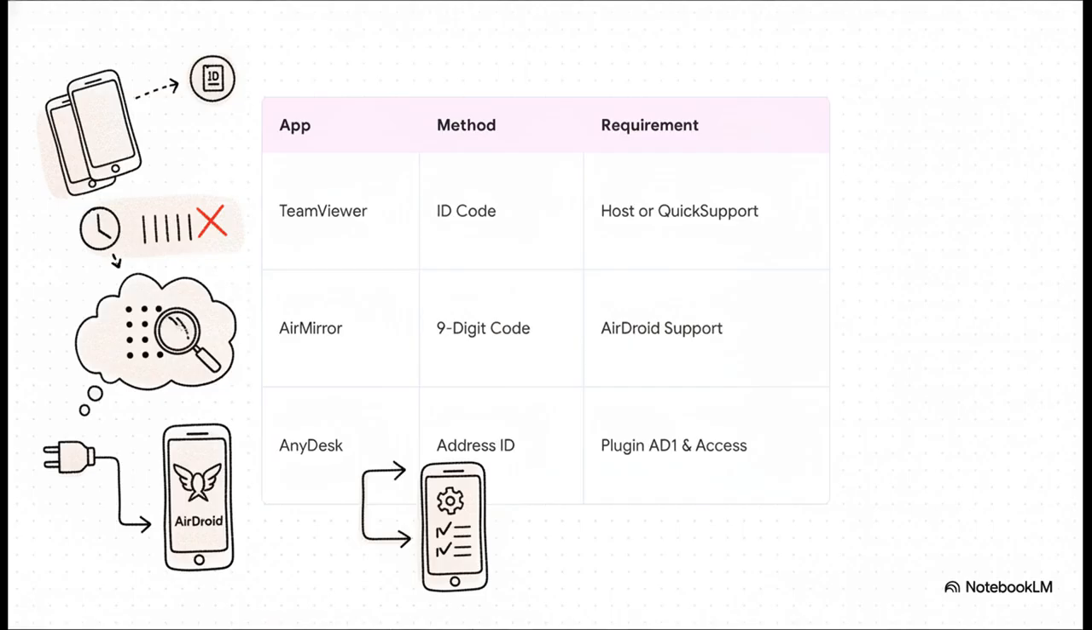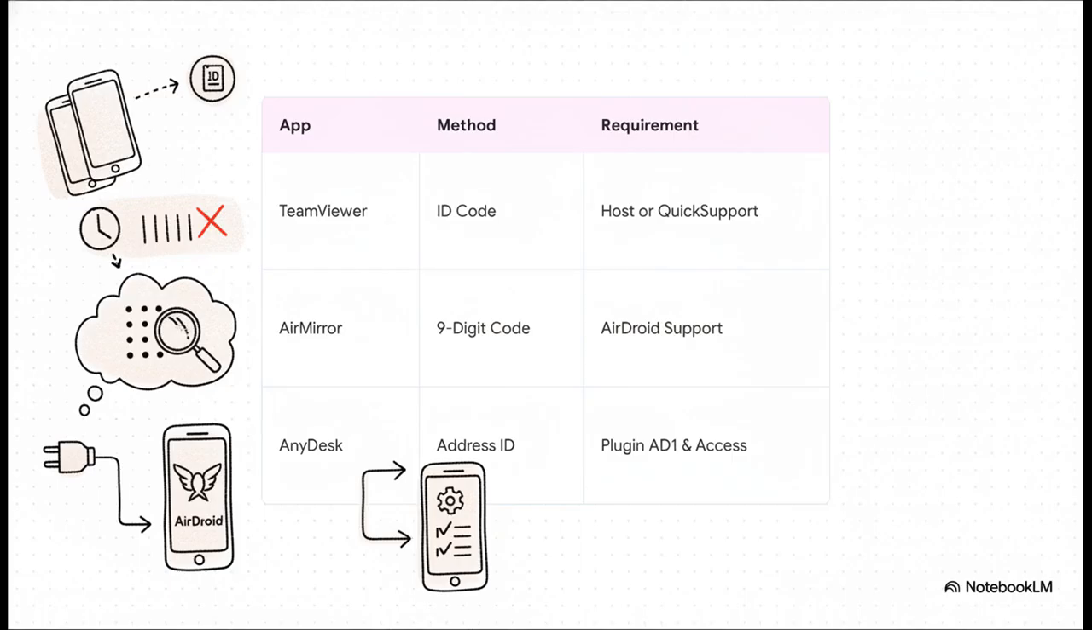There are a few heavy hitters in the Android remote control space, but they all work a little differently. Let's look at TeamViewer first. They use an ID code system, and you gotta be careful which version you pick. TeamViewer Host is for unattended access, while Quick Support means the person on the other end has to actively accept your connection. Also, keep in mind, TeamViewer actually limits free to private users to just 5-minute sessions.